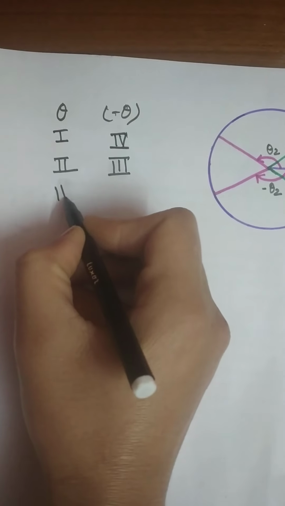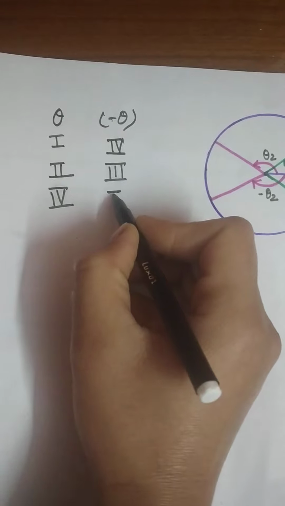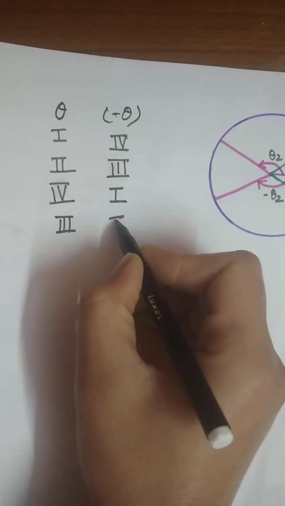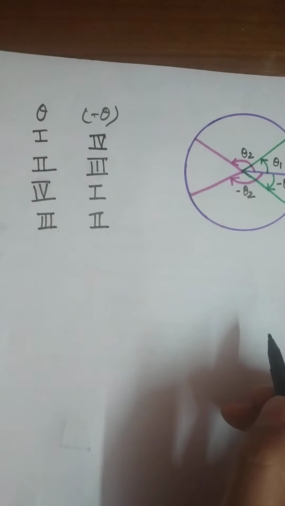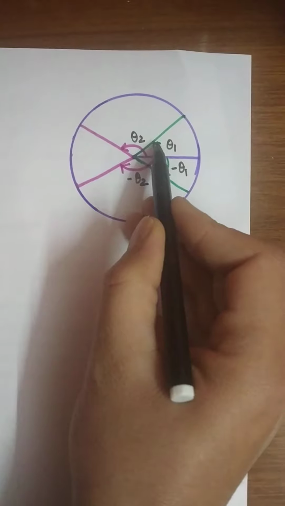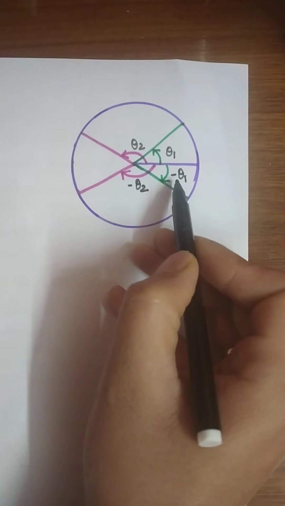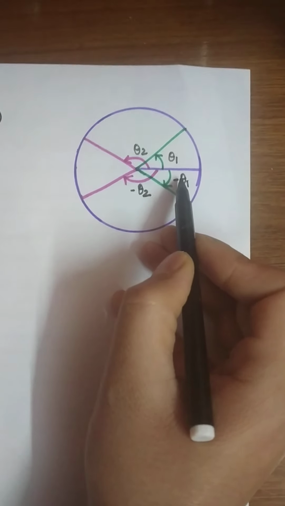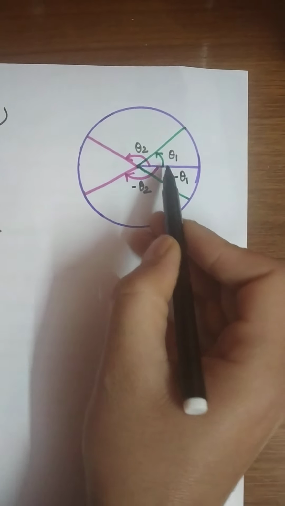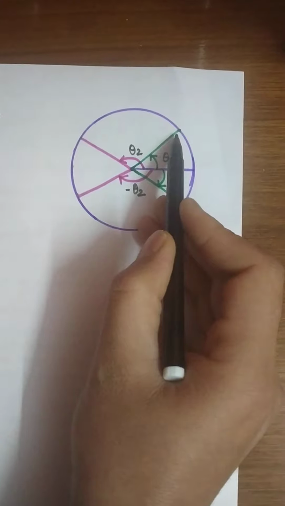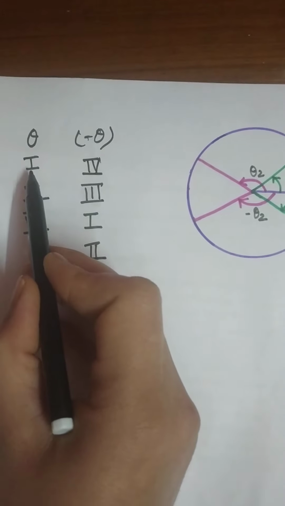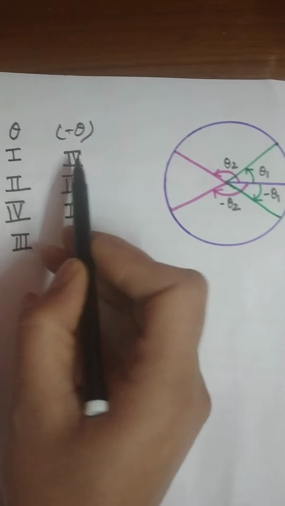Means if it is in the fourth quadrant, this will go in the first quadrant. If theta is in the third quadrant, it will go in the second quadrant. That can be easily understood. Okay, if theta 1 is an acute angle, then minus theta 1 is also an acute because the magnitude is not changed. It's still theta 1 but in the opposite direction. So if it is an acute, it will go in the first quadrant and it will go in the fourth. So here, if theta is in 1, minus theta is in fourth.